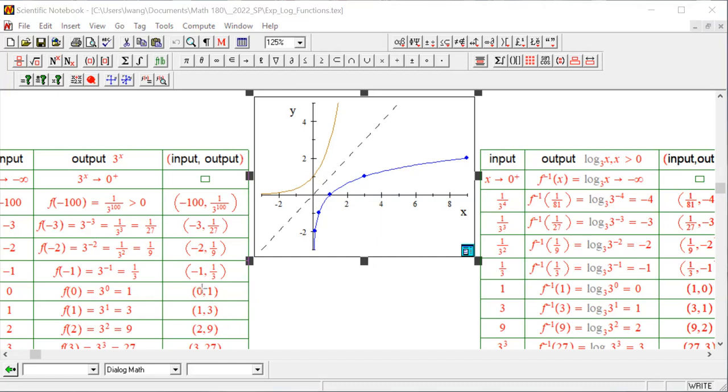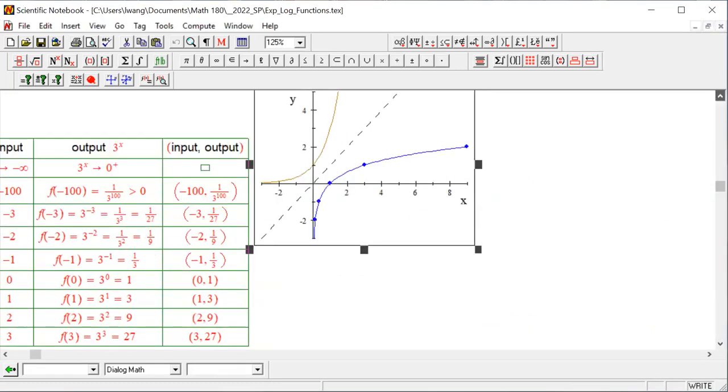The y-intercept here is the x-intercept there. You can see that it shows up again. When x is equal to 1 for 3 to the power x, the output is going to be 3, 1 here. When input is 3, the output is 1, which is right here. We have that symmetry, that swap of input and output, as a consequence. So these are the things we have done.